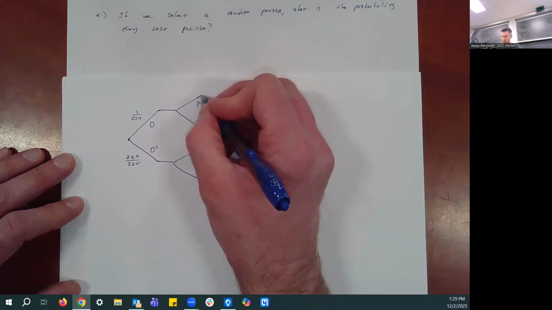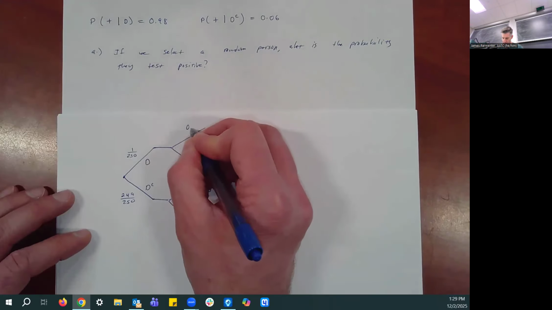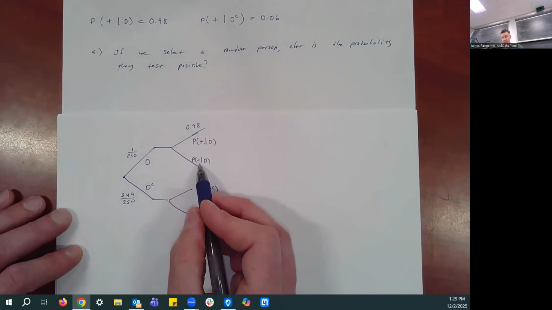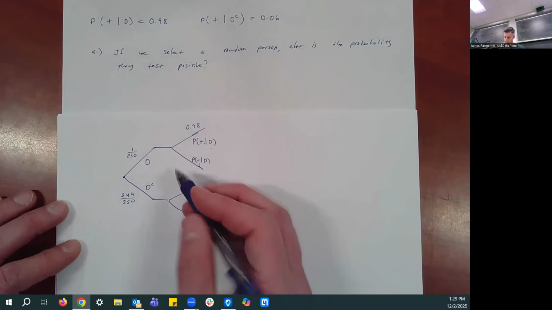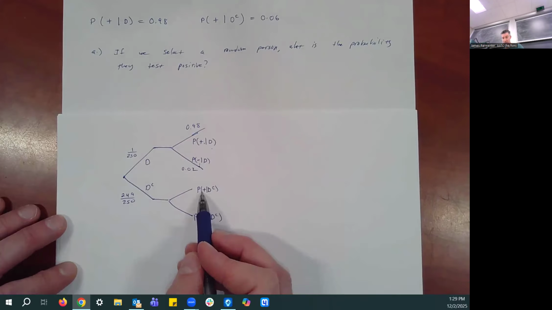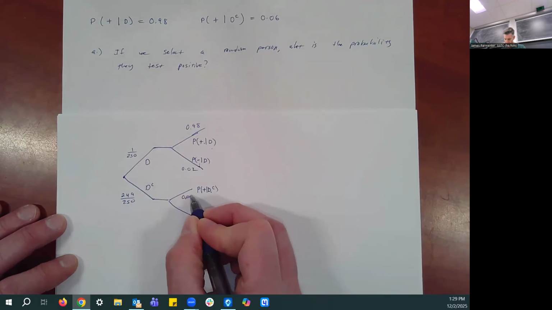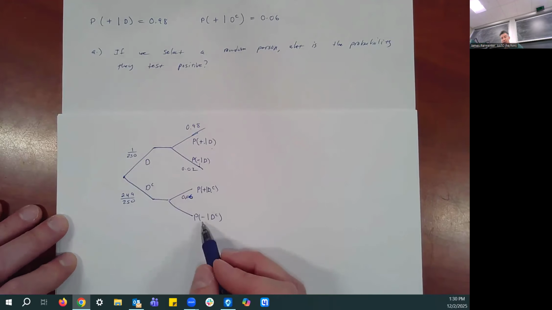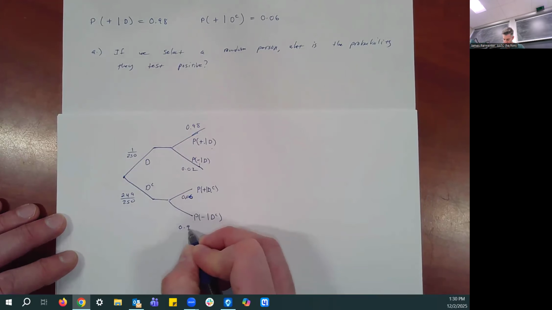The probability of a positive test given that we have the disease is 0.98. Probability of a negative test given that we have the disease is the leftovers, 2% or 0.02. Probability of a positive test given that we don't have the disease, or a false positive, was 6% or 0.06. So the probability of a negative test given that we don't have the disease is the rest, 94%.